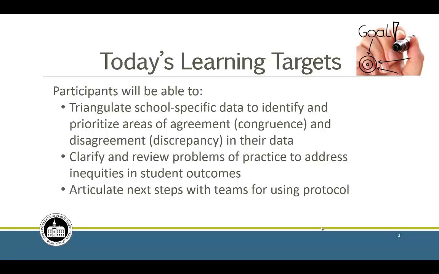As noted on the slide, at the end of this presentation, we hope participants will understand how to triangulate school-specific data to identify and prioritize areas of agreement, congruence, and disagreement, discrepancy in your data, particularly as they apply to your school's goals and recent initiatives. Use your findings to clarify and review problems of practice to address inequities in student outcomes, again, particularly as they apply to your school's goals and initiatives. And articulate next steps with your team for using the protocol in crafting and revising your school's SMART goals.